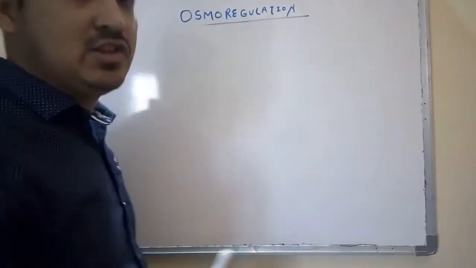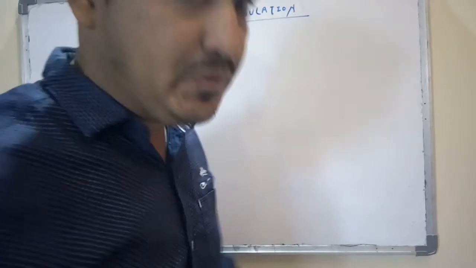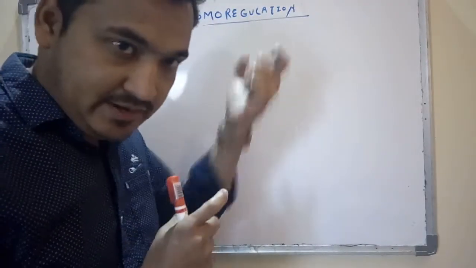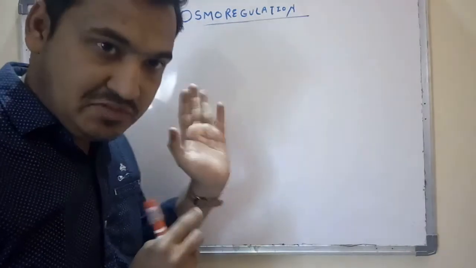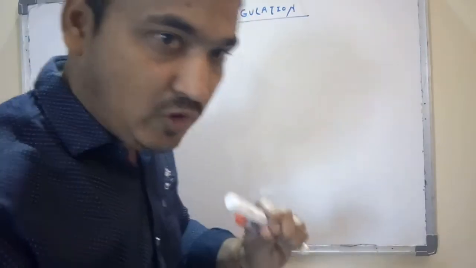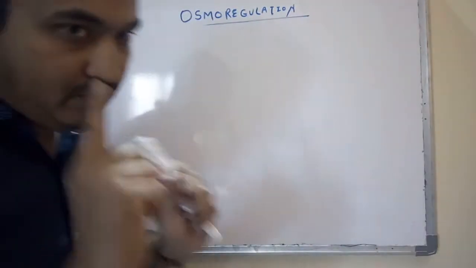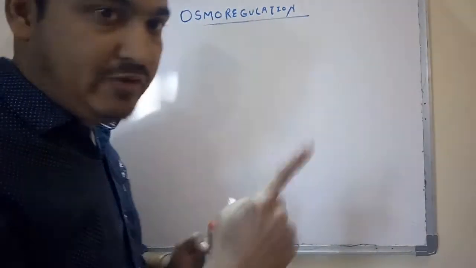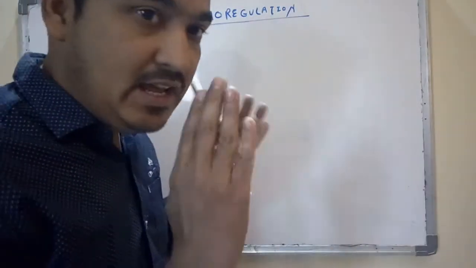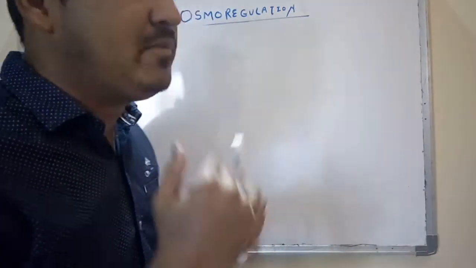So welcome back to the second part of our discussion, that is osmoregulation. In the last part we saw how the hyperosmolar medullary gradient is maintained. For the mechanism of urine concentration and dilution to operate, what were the requirements? The first requirement was a hyperosmolar medullary concentration, that is, a hyperosmolar medullary gradient.